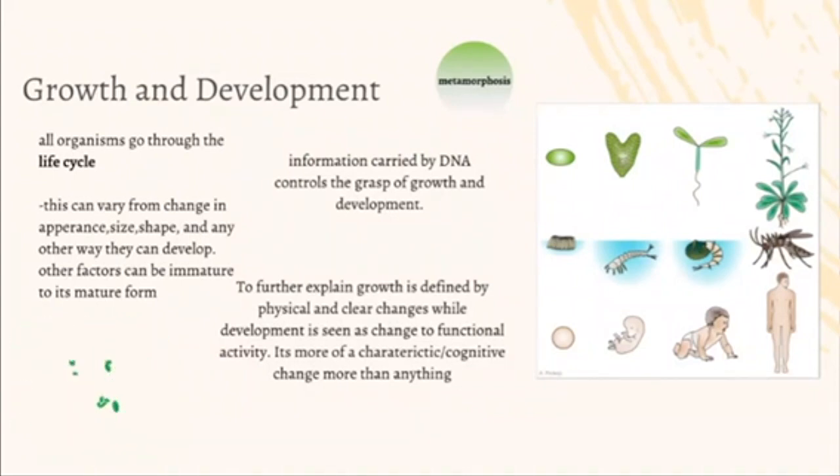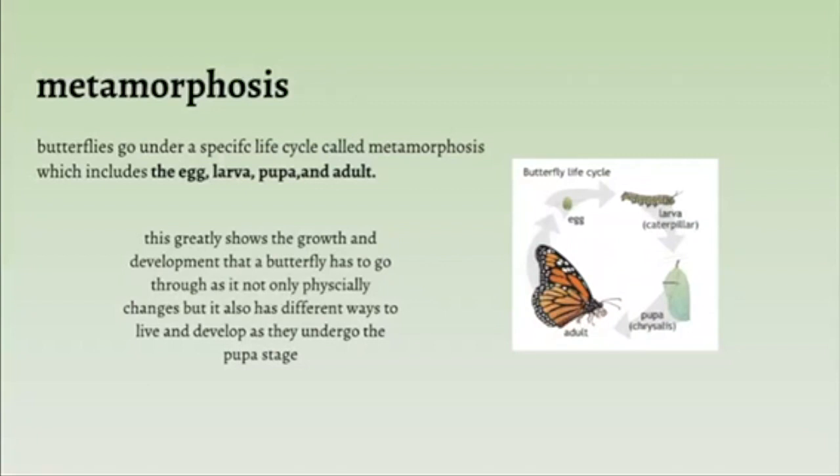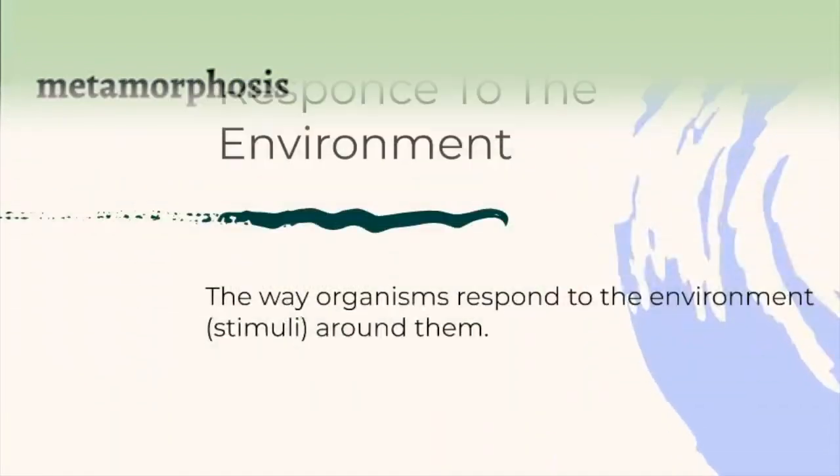To keep up with our butterfly example, butterflies undergo a specific life cycle called metamorphosis, which includes the egg, larva, pupa, and an adult butterfly. This greatly shows the growth and development that a butterfly has to go through, as it not only changes physically, but has different ways to live and develop as they undergo the pupa stage.